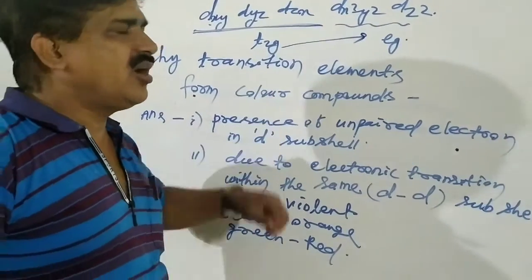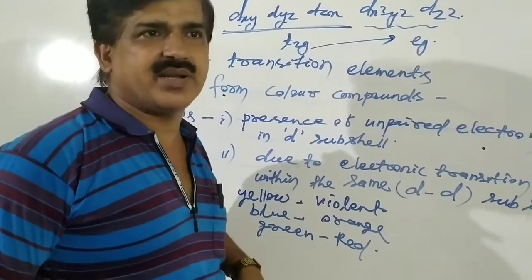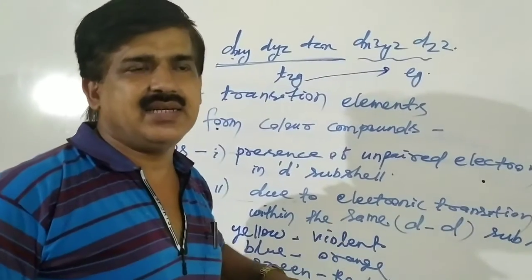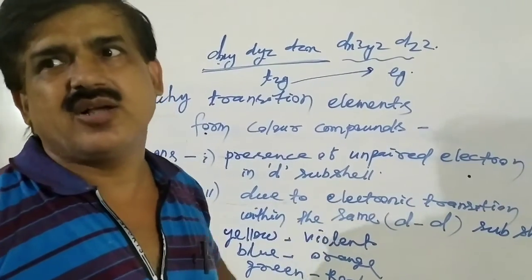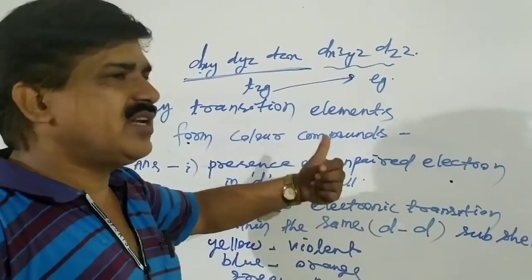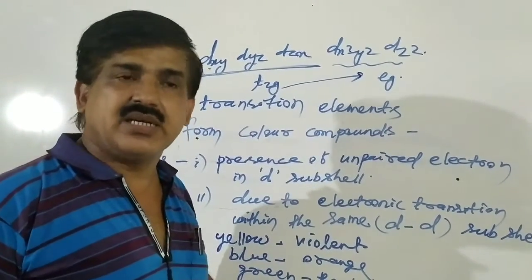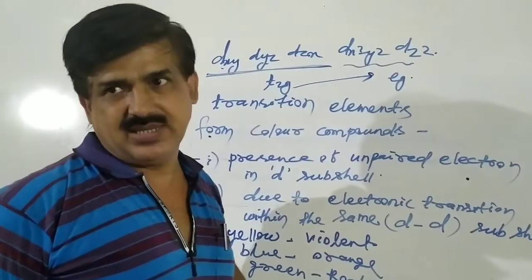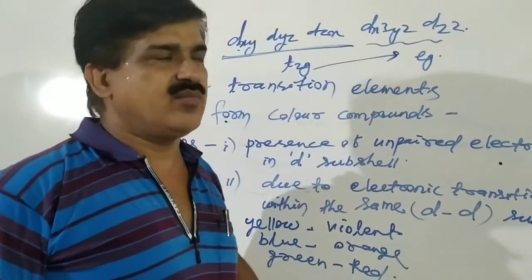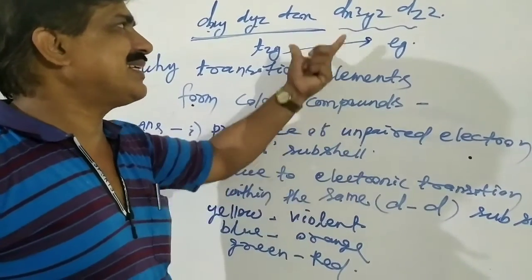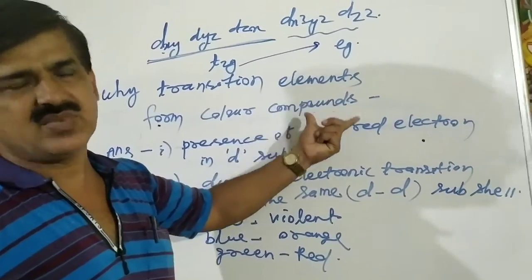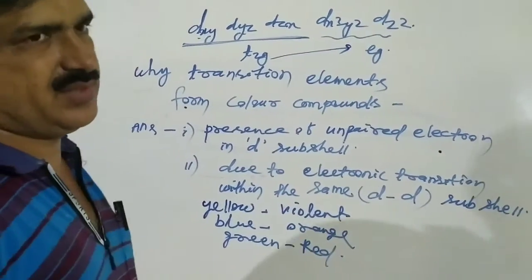Unlike other elements, s and p block elements are generally colorless. Generally, s block elements also emit color in the flame test, but that is for a different reason. But the compounds of these transition elements are colored due to these properties. Okay.